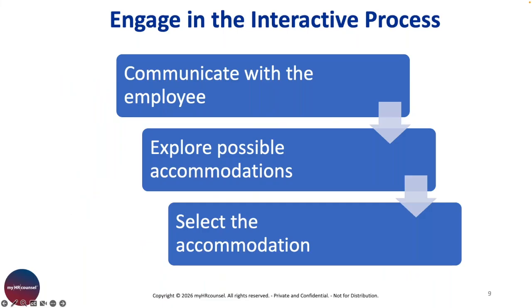When you're engaging in the interactive process, there's kind of three main steps. You want to communicate with the employee. You want to explore the possible accommodations. You want to select an accommodation. We're going to talk about each one of these in turn.